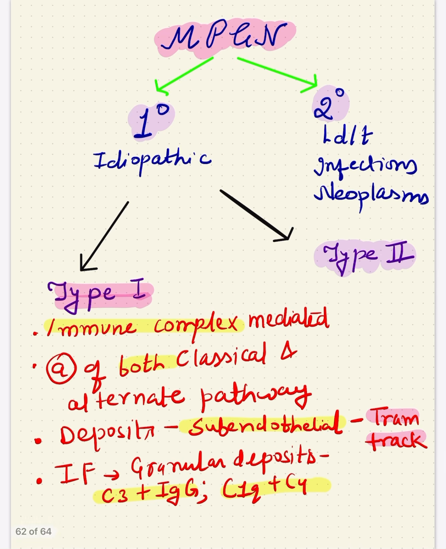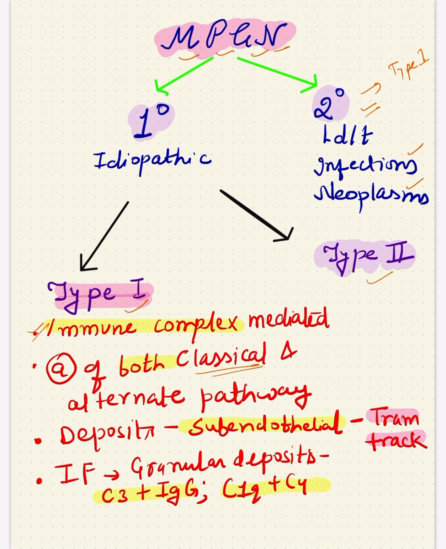So lastly, the summary. MPGN, membranoproliferative glomerulonephritis, or mesangiocapillary glomerulonephritis, can be primary, idiopathic, or secondary due to various reasons. There can be various infections, neoplasms, paraproteinemias, and cryoglobulinemias. The primary one can be type 1 or type 2, while the secondary one is mostly type 1. So type 1 is immune complex mediated, and there is activation of both classical and alternate pathways. More importantly, the classical pathway is activated.